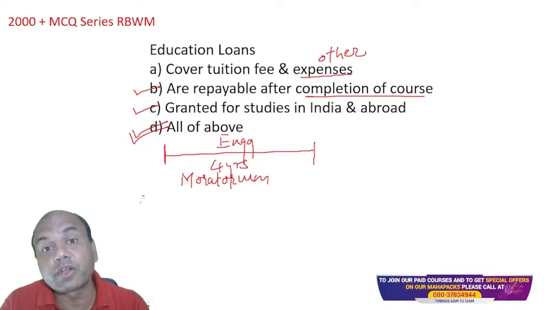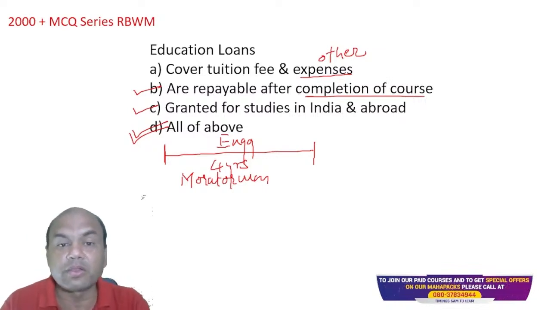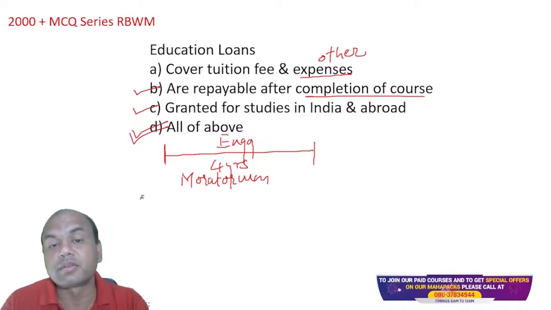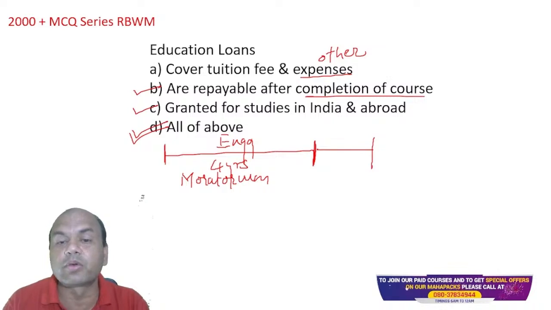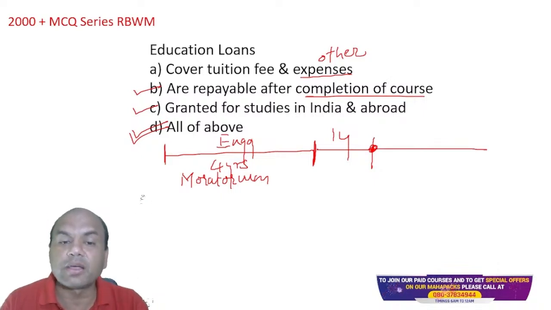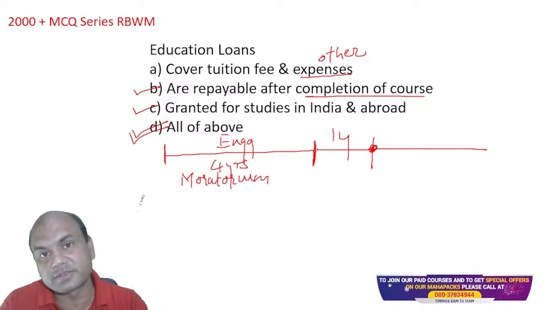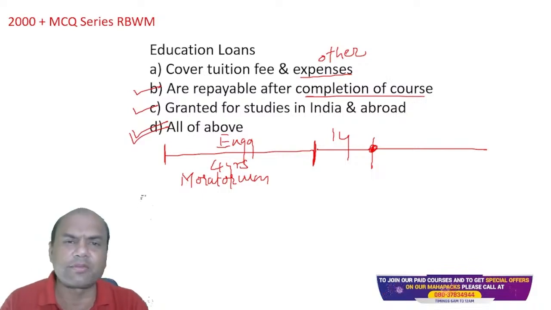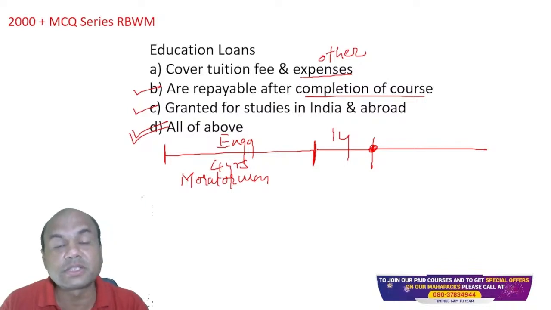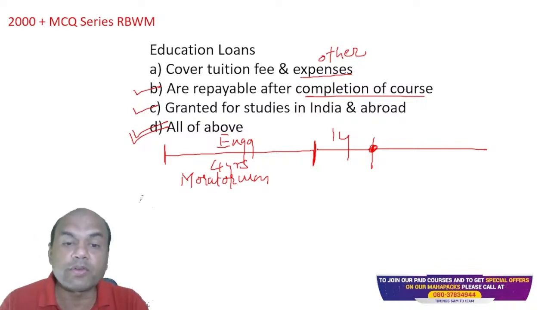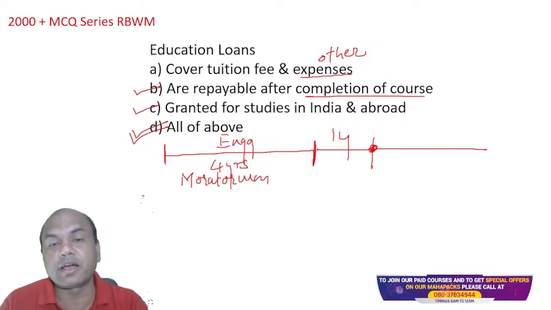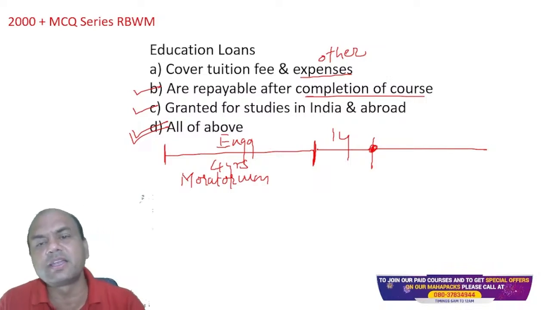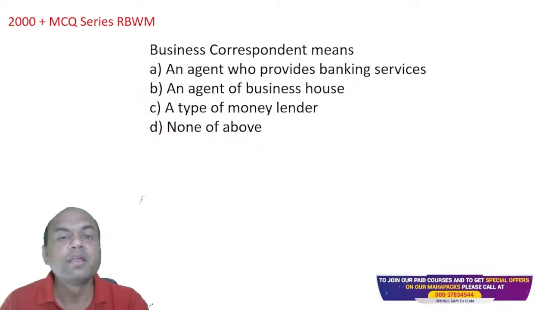But does it mean that we have waived it off? Oh no, forget it, you won't pay at all? No, this is paid, but later, after completion of the course, we still give 1 year more for a job, right? After this job, your EMI starts. So whatever interest is pending for these 4 plus 1, these 5 years, that is taken from that student. After all, it's not the bank's money. It's the depositor's money. We are just the trustee. How can we waive off any amount? So that's why it's repayable after completion of the course. And obviously granted for studies in India and abroad. That's obvious, isn't it?